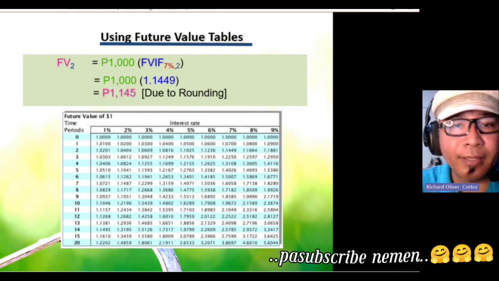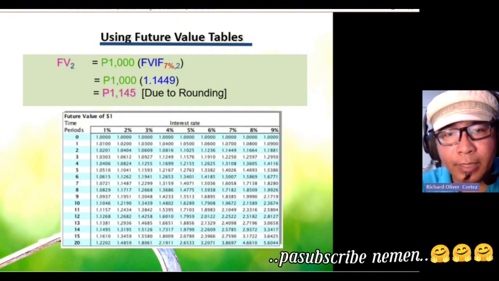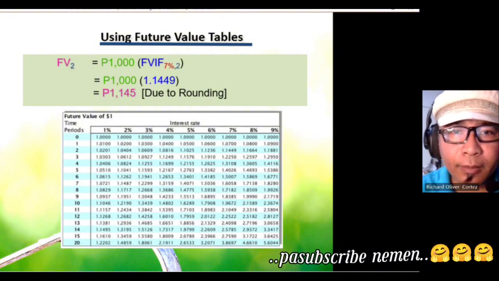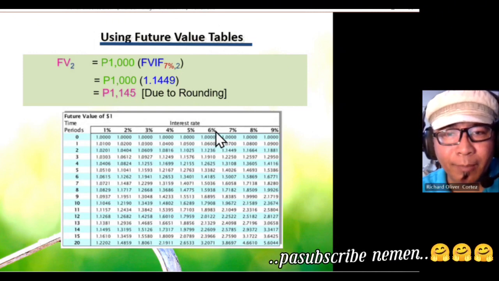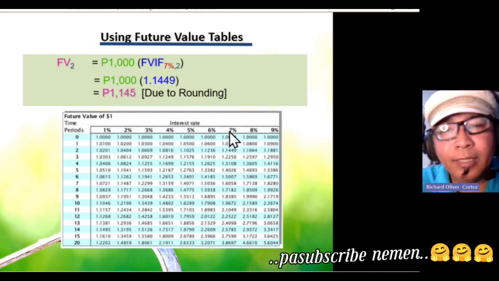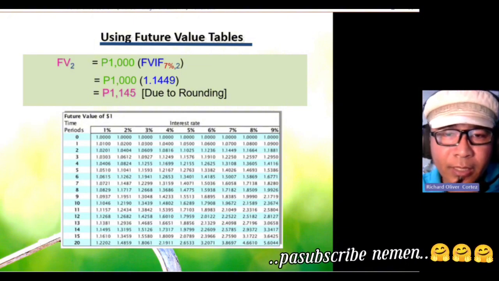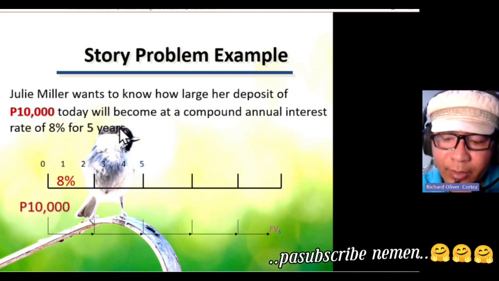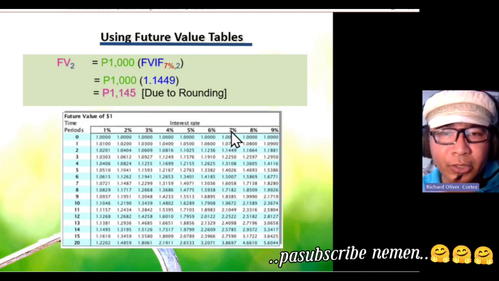Yan, yung 1,000. Okay? You can see in the slide. Firstly, you're going to look for the 7% sa ating table. Hanapin natin 7% sa table. Para malaman natin magkano yung pera natin sa loob ng 2 taon at 7%. So, look at the column headings and you will find here yung 7%. That is the 7%. Okay? So, don't move your cursor.